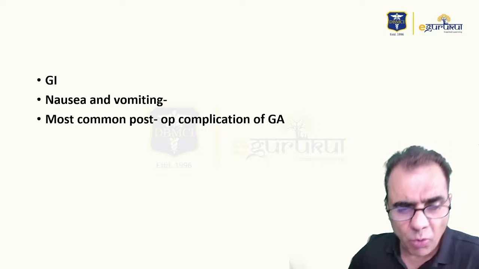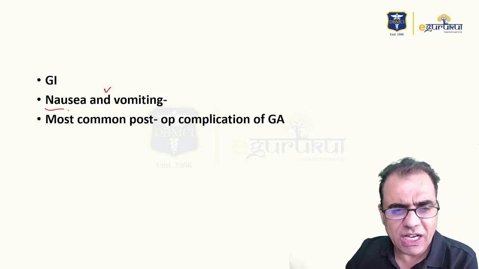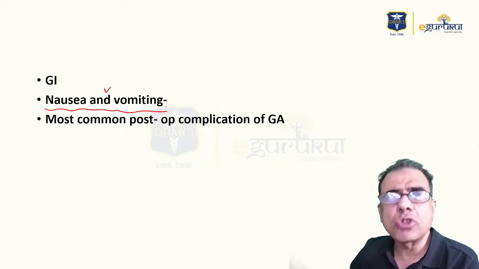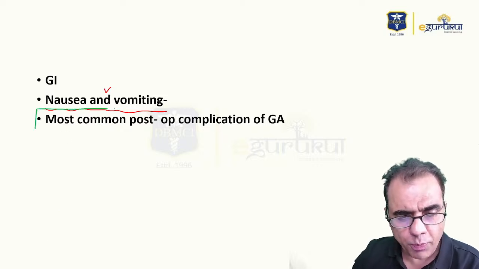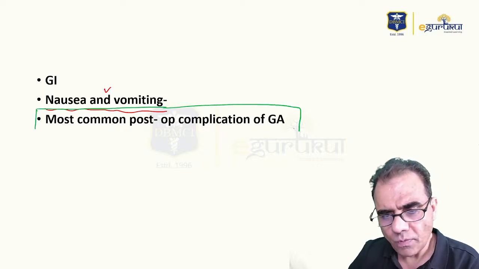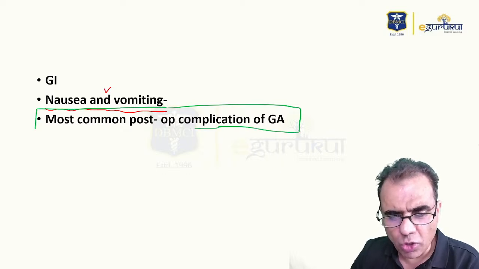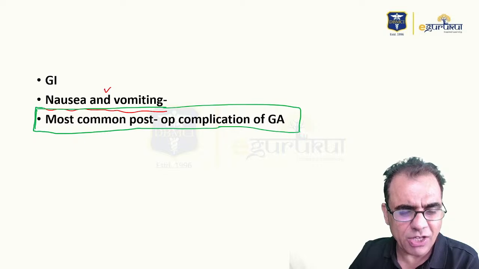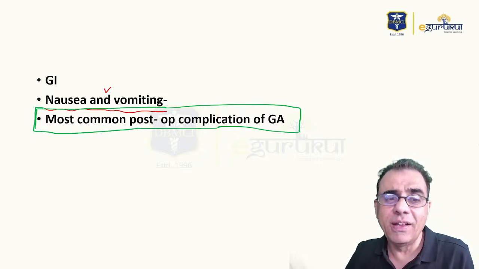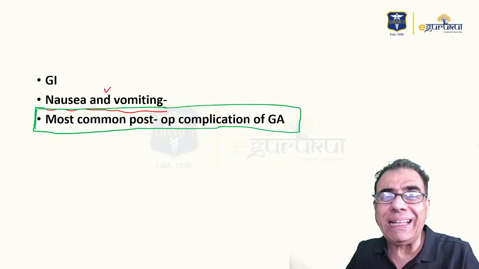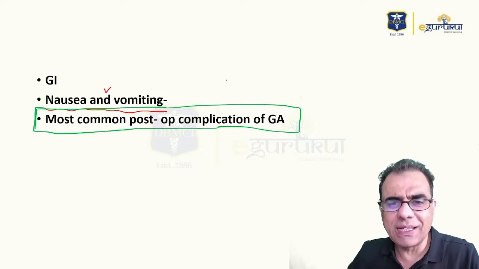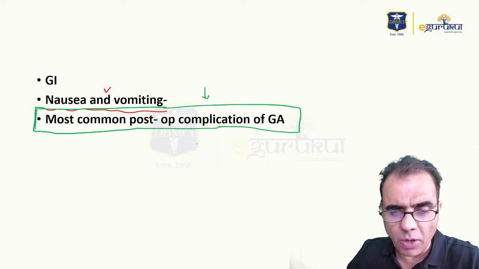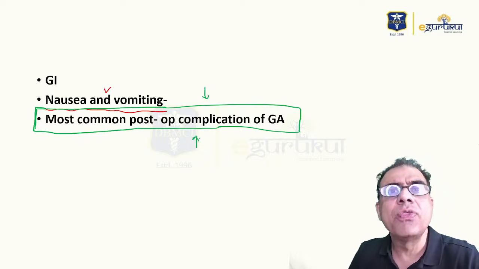The most common GI complication is nausea and vomiting, and it is not only the most common GI complication, overall it is also the most common post-op complication. So nausea and vomiting is the most common post-op complication of general anesthesia. And why did I use the green pen? Because in books you may find that the most common post-op complication mentioned is pain, but that was as per a previous study. As per the latest data, the most common post-op complication of GA is nausea and vomiting.